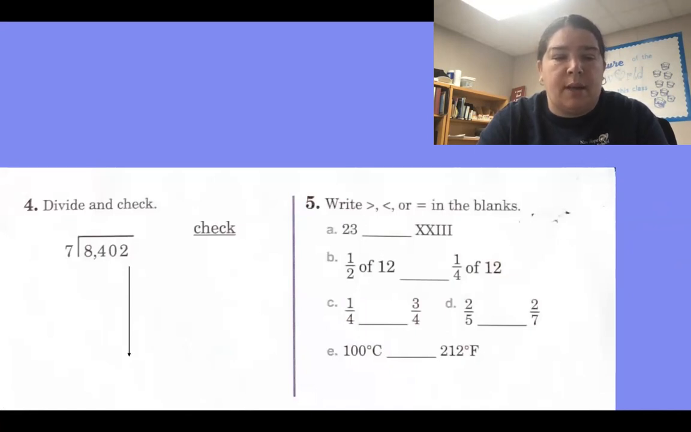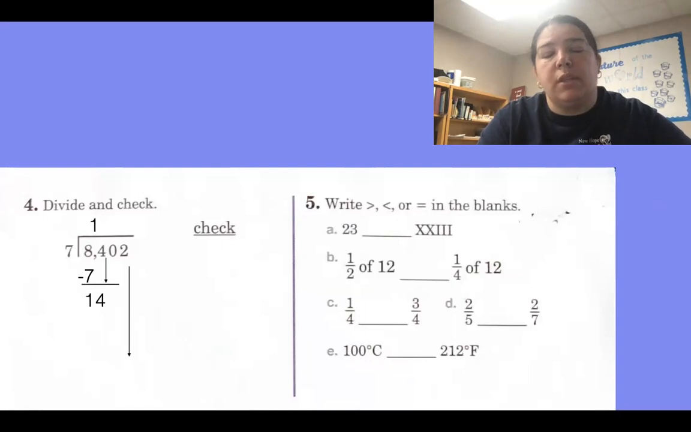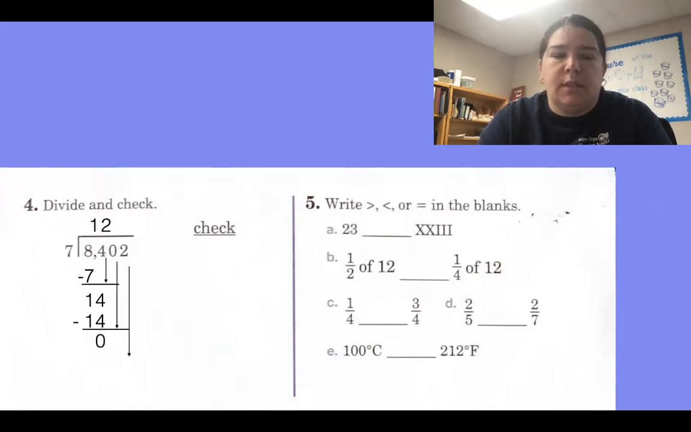8,402 divided by 7. 8 divided by 7 equals 1. 1 times 7 equals 7. 8 minus 7 equals 1. 1 is less than 7, so you compare and bring down. When you bring down the 4, you have 14 divided by 7 equals 2, and 2 times 7 equals 14. Very good. 14 minus 14 equals 0. Now you bring down the 0.